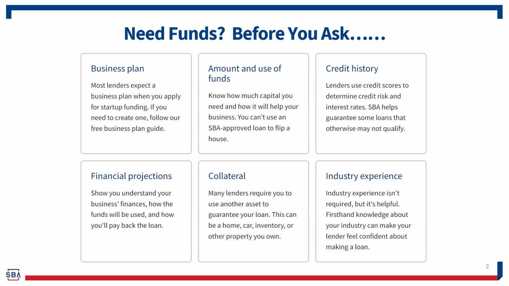Next would be credit history. So your credit history will be pulled and used to determine credit risk and interest rates. So having an idea of your business's credit history as well as your own is great to do before going into a lender meeting. Next would be financial projections. So having your financial projections and cash flow information together and ready for submission will make the process easier for you and the lender. This will help gauge where your business qualifies and how you will pay back the loan.